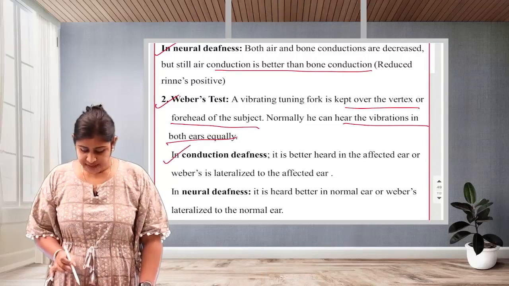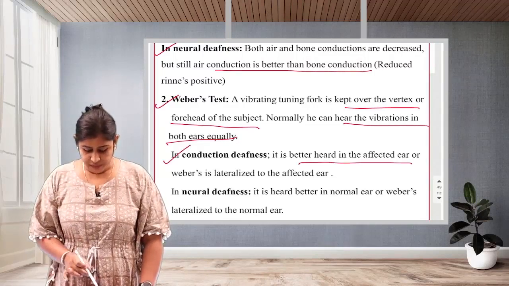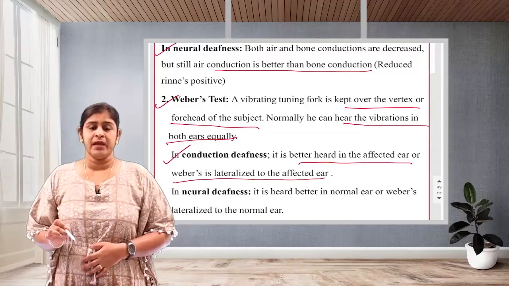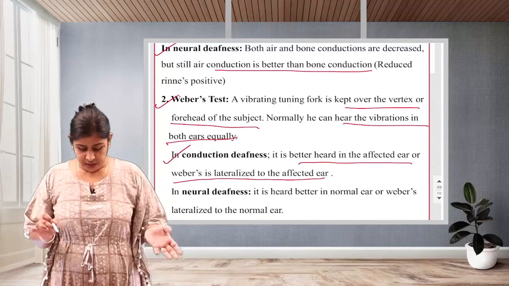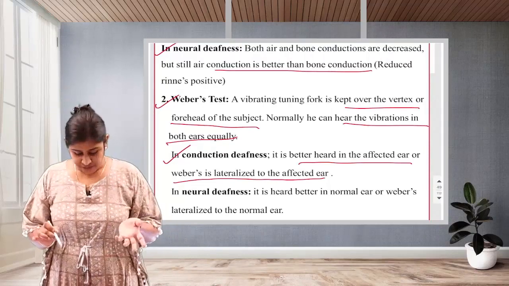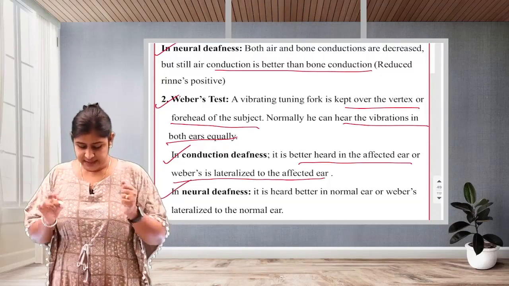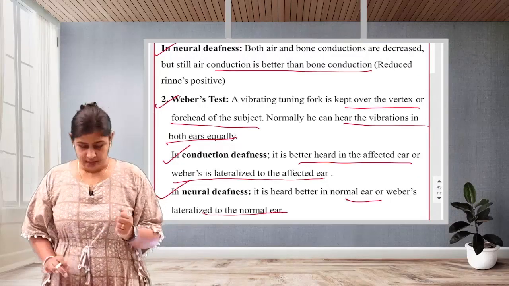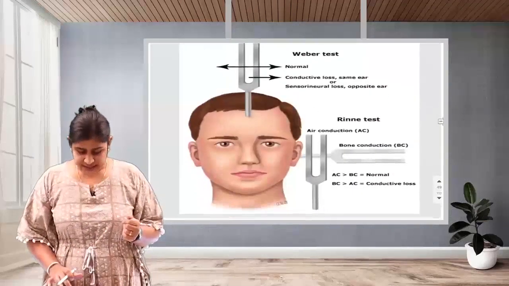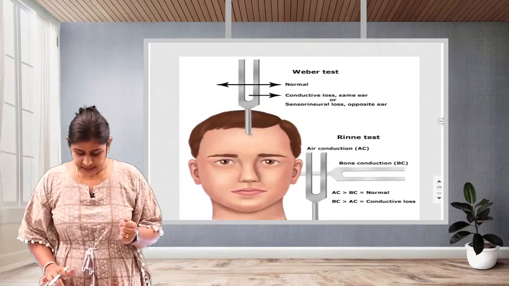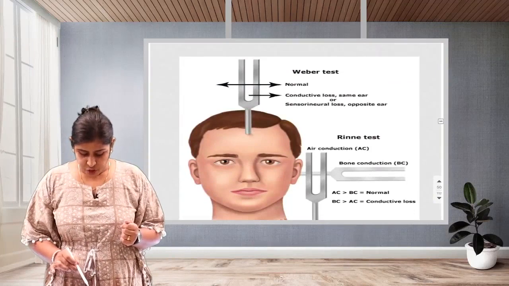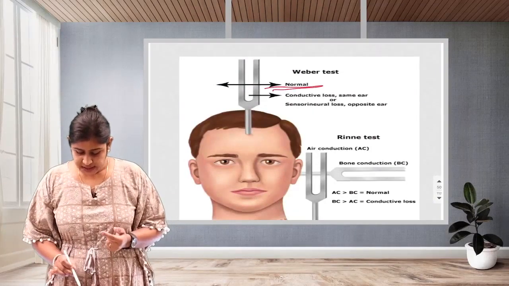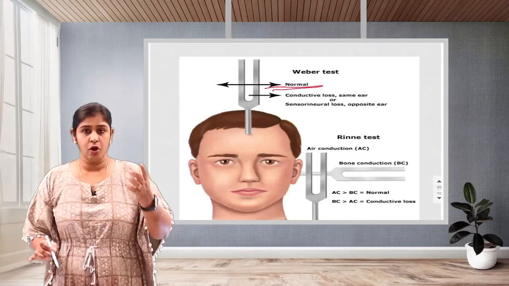In conduction deafness, it is better heard in the affected ear, or Weber's is lateralized to the affected ear. In neuronal deafness, it is heard better in the normal ear, or Weber's is lateralized to the normal ear. You can see in this picture Weber's and Rinne's test. In Weber's test, the tuning fork is placed on the middle of the forehead: conductive loss, same ear; sensorineural, opposite ear.